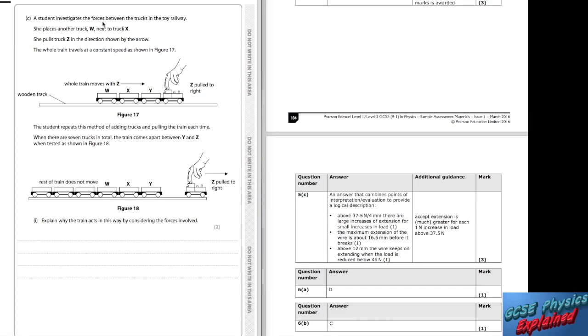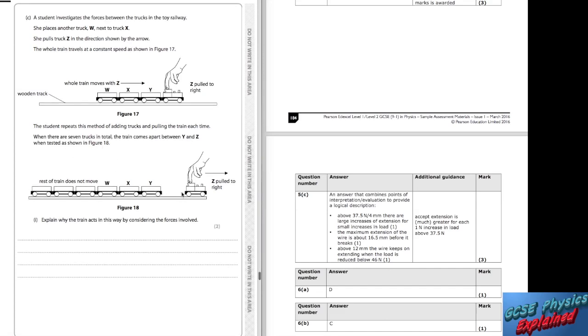Question C. A student investigates the forces between the trucks in the toy railway. She places another truck W next to truck X. She pulls truck Z in the direction shown by the arrow. The whole train travels at a constant speed as shown in figure 17. The student repeats this method of adding trucks and pulling the train each time. When there are 7 trucks in total, the train comes apart between Y and Z, when tested as shown in figure 18. Explain why the train acts in this way by considering the forces involved.